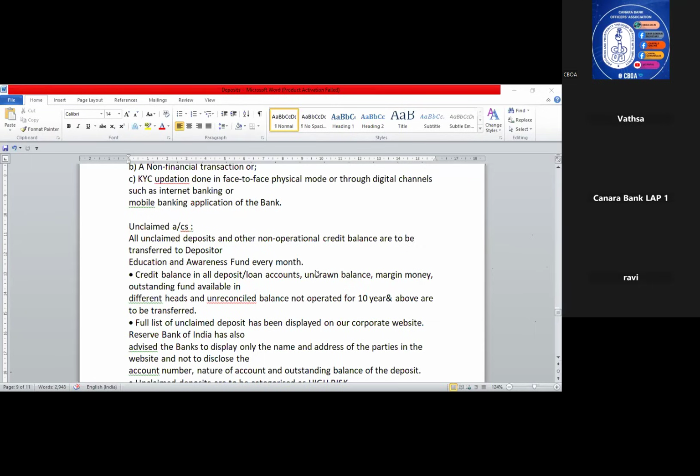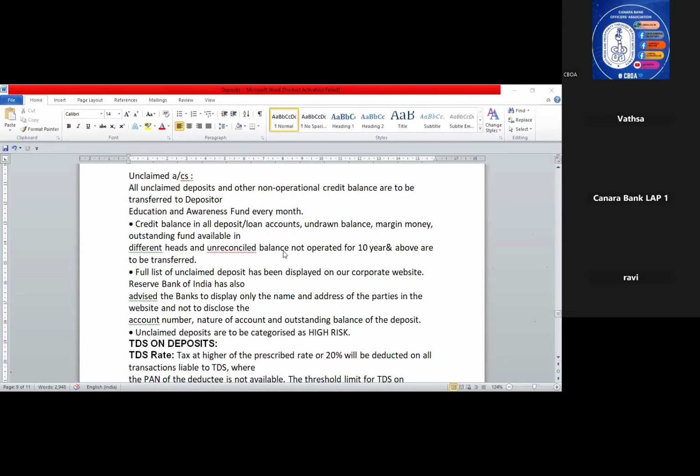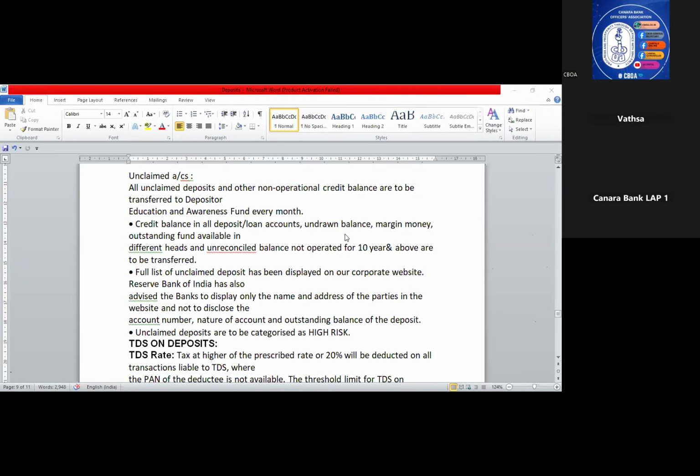If you ask whether we can get back the amount, yes, we can get it back whenever the customer requests. He has to submit a requisition letter and the KYC documents. We can take it up with the DEF and return the amount along with SB interest. Only thing, if the balance is less than 20 rupees, we will not transfer; we will close the account. If the balance is more than 20 rupees, then it will be transferred.